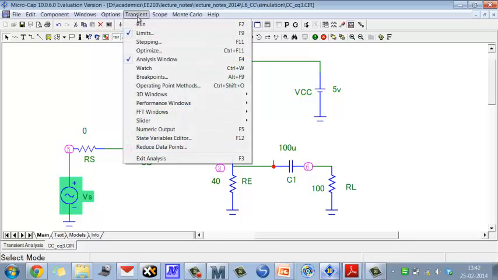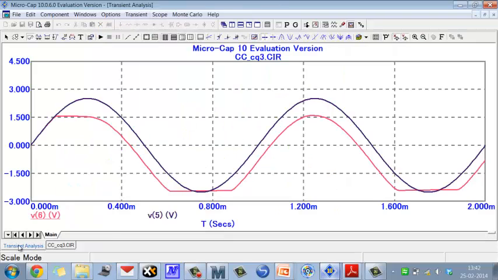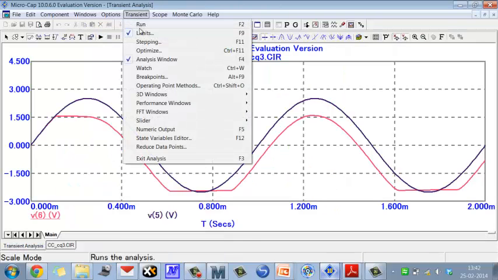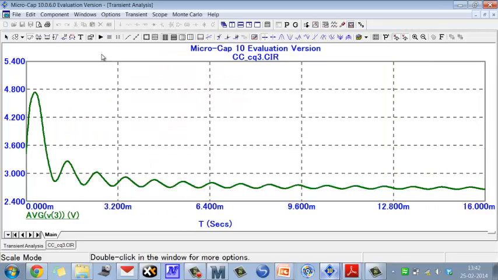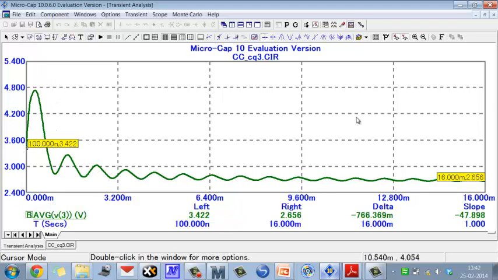So let's go into transient here. Let me go to the limits, and let's look at the average value of that particular node. Let me run the sinusoid for a couple of cycles. And what is very interesting is if we look at the average value, it is 2.65 here. It's going to 2.65.